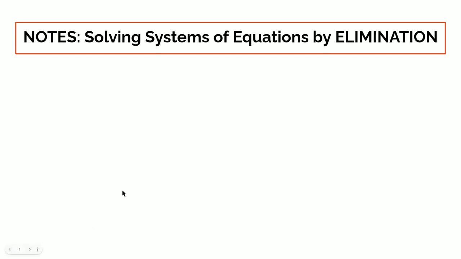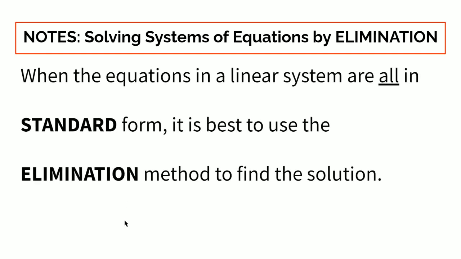Today we're talking about elimination. And elimination is a good method to choose when all of the equations in the linear system are in standard form. So remember, standard form is ax plus by equals c. It's when all the variables are on the same side together. So when we see all of the equations in our system in standard form, this is the method we want to choose. Let's spend just a couple of quick minutes going through the 5 steps we're going to use to solve by elimination.